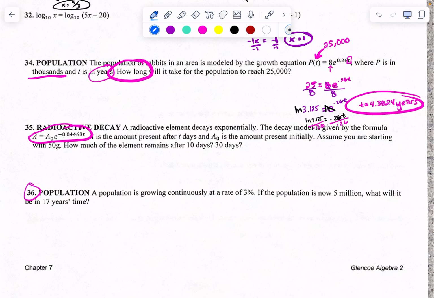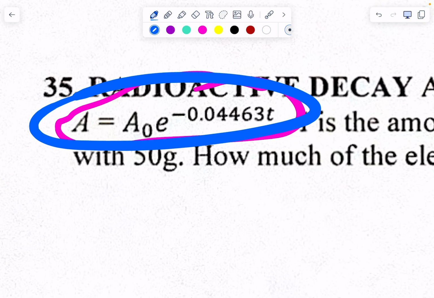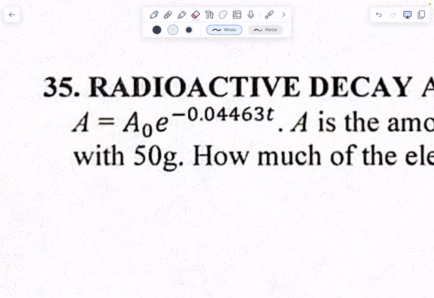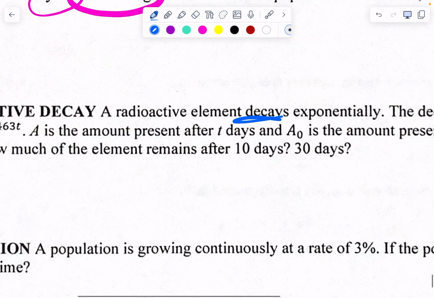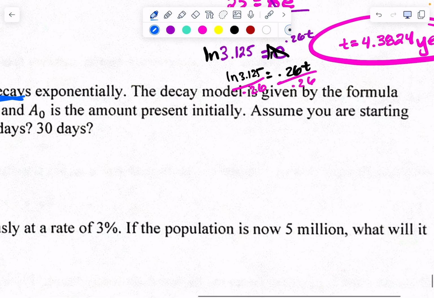A radioactive element decays exponentially. They use this equation. How do I know that this is a decay equation? Because it's negative in the exponent. Okay, they're using different values. They use A and A naught. A naught is just another word, like a variable instead of P, right? Whatever, we don't care. A is the amount present after T days, and A naught is the amount present initially.